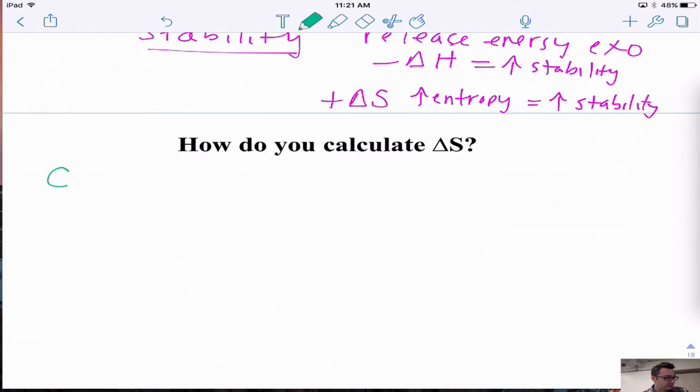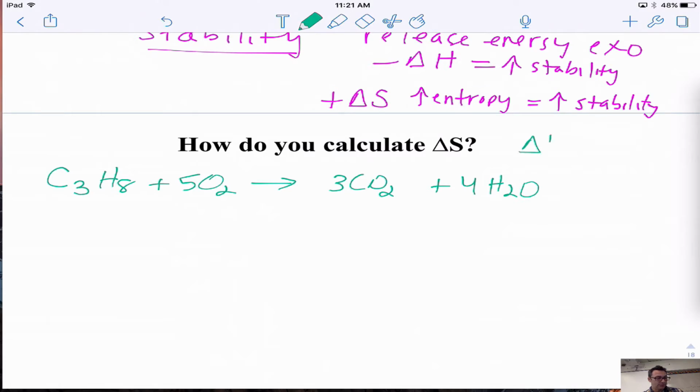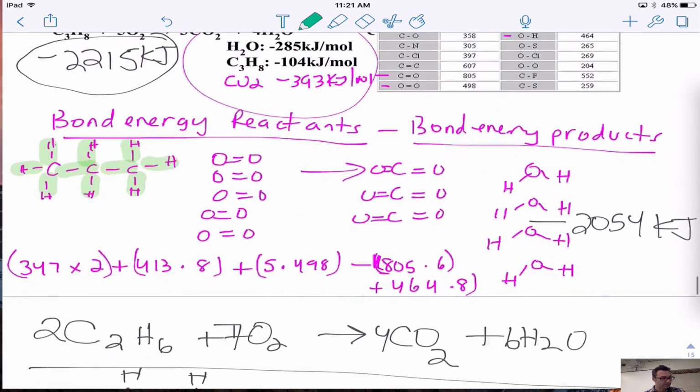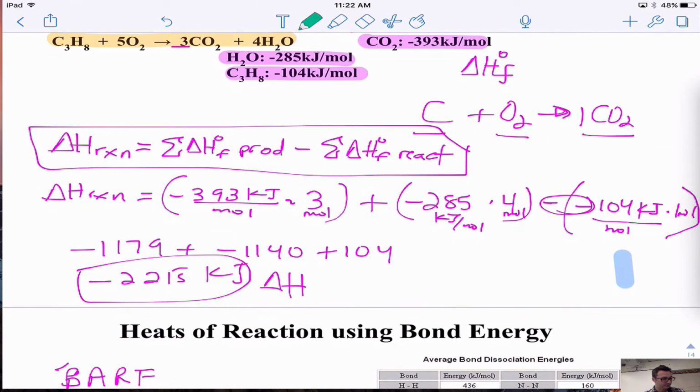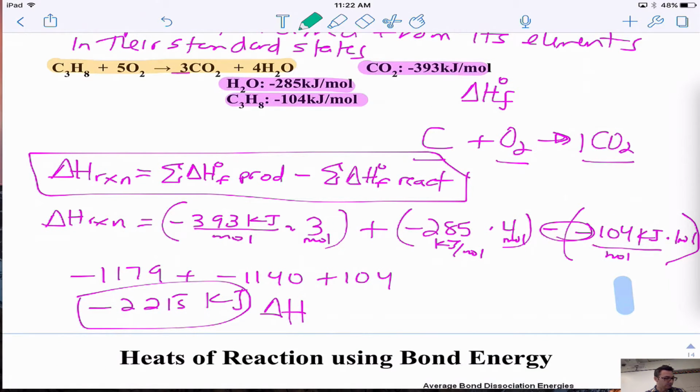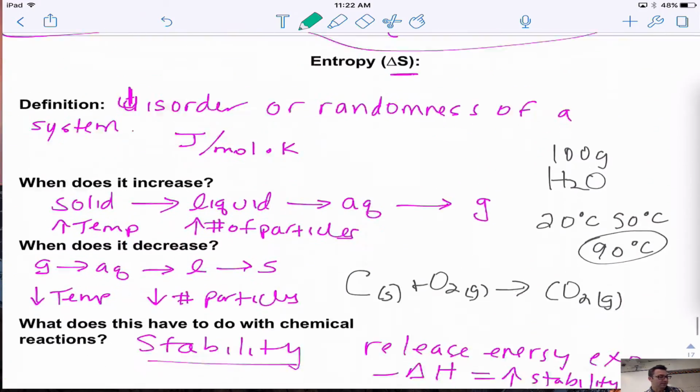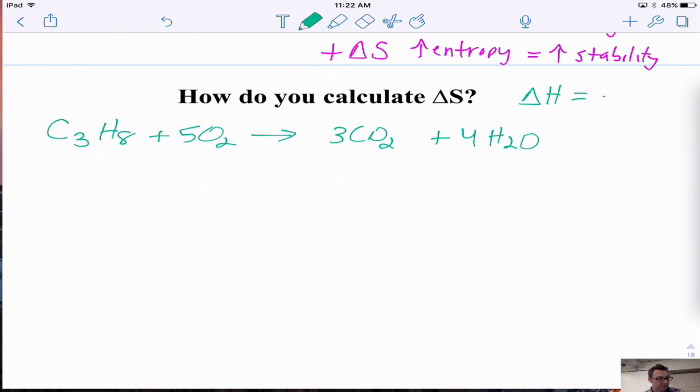So if we were to do C3H8 plus 5O2 yields 3CO2 plus 4H2O. Now remember, we have a delta H for this, and our delta H value, just to go back and look, when we did that was a total of negative 2,215. Okay, so we're going to put that over here because we're going to use this, negative 2,215, and that was kilojoules. So now let's go ahead and try and calculate the delta S.